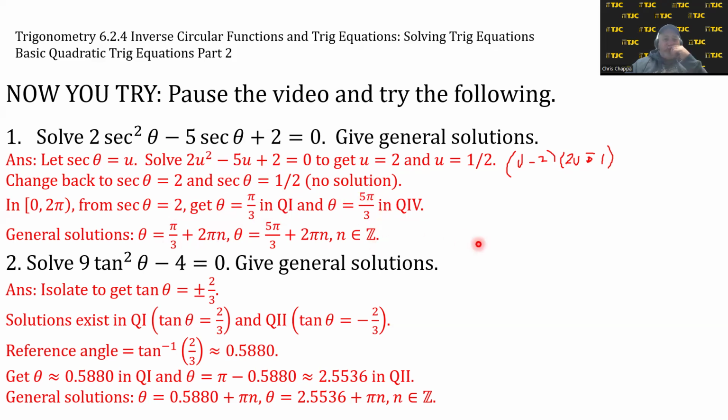There are our general solutions. For the tangent problem, if we isolate tangent, we get tangent of theta equals plus or minus 2/3. Did you remember the plus minus? So solutions exist in quadrant 1 for the positive solution and quadrant 2 for the negative solution. Remember, for tangent the period is only pi, so we look in quadrants 1 and 2. The reference angle for both is tangent inverse of 2/3, which is about 0.5880. In quadrant 1, that is the solution. In quadrant 2, we subtract it from pi to get that solution, and then append the period multiplier, pi n, to both to get the general solutions.